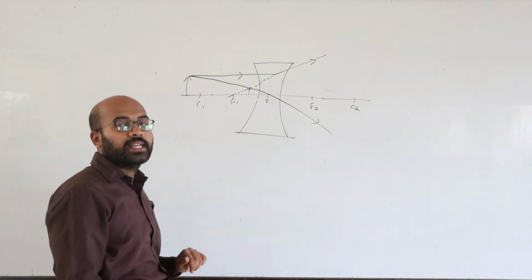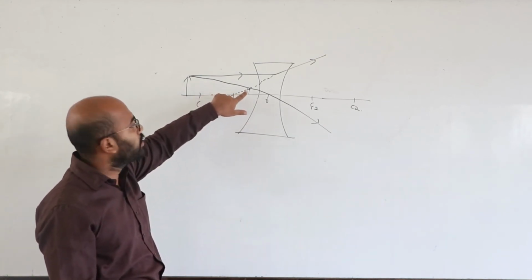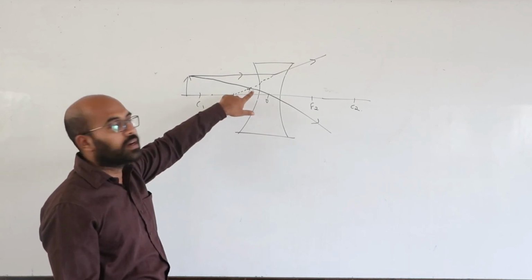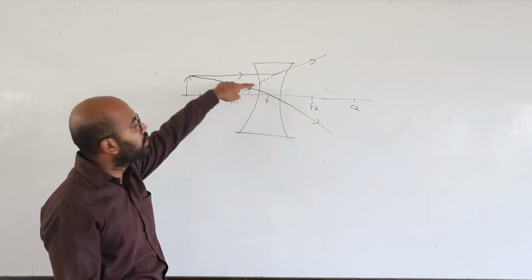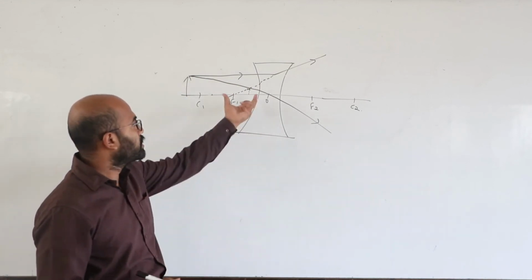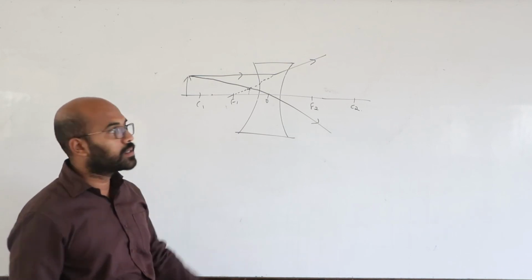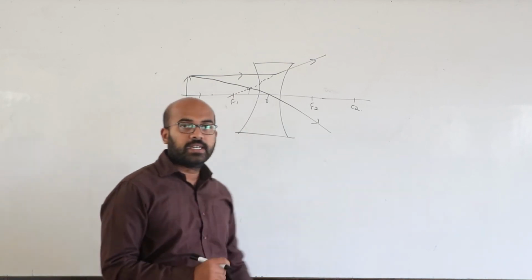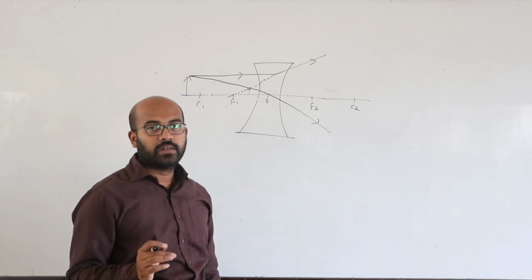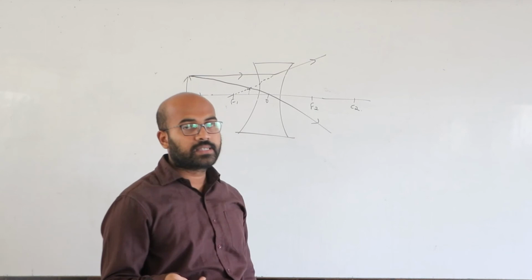So what is the nature? It is virtual and direct. This is the point where the two rays are meeting. So the nature is virtual and direct. What is the position? It is between optic center and principal focus. What is the size of the image? It is diminished. A similar thing we saw in a convex mirror.